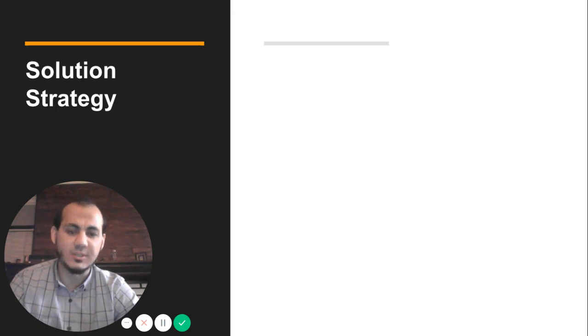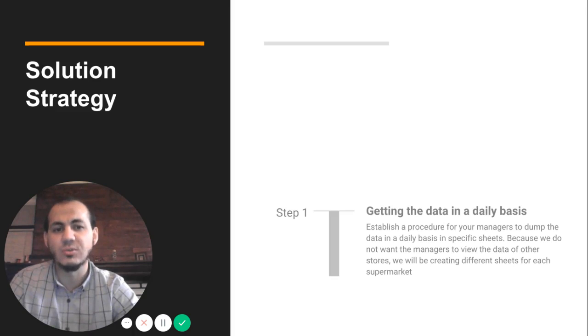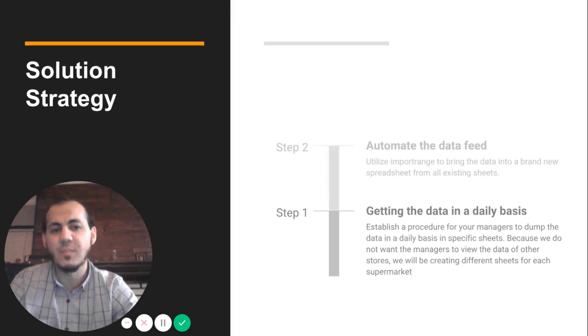with Google Sheets. So first of all, getting the data in on a daily basis into Google Sheets. So establish a procedure for your managers to dump the data on a daily basis in specific sheets. Because we do not want the managers to view the data of other stores, we will be creating different sheets for each supermarket. The second step is we will automate the data feed.